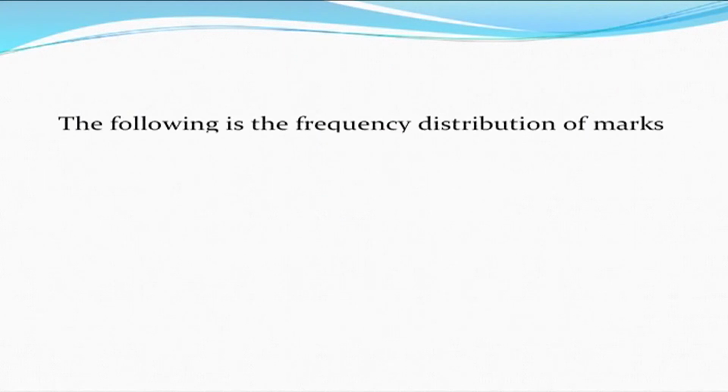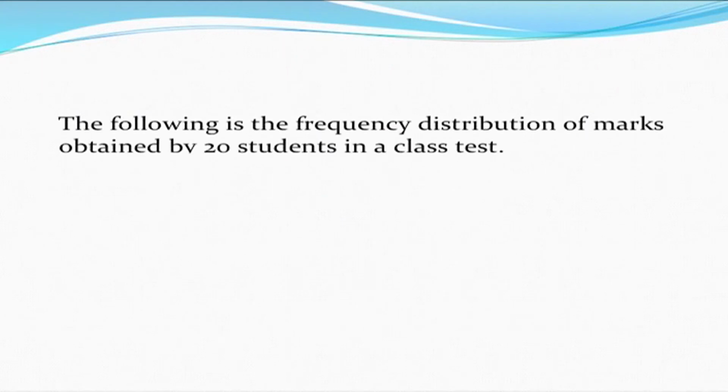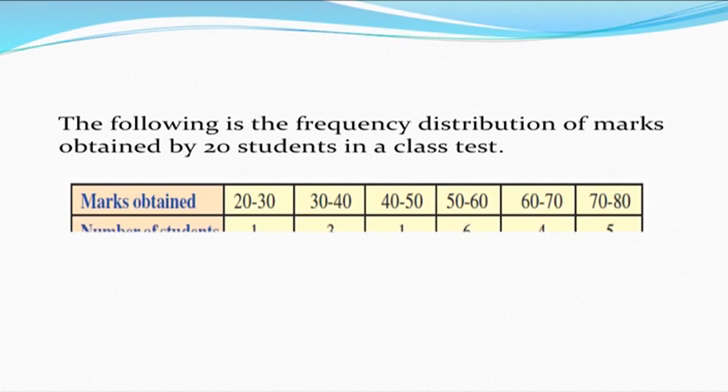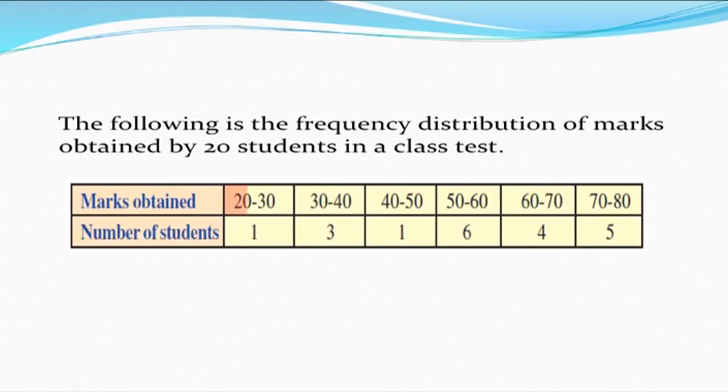For example, this is the frequency distribution of marks obtained by 20 students in a test. Marks obtained are in the form of different groups which are 20-30, 30-40, 40-50, 50-60, 60-70 and 70-80. Corresponding frequencies are 1, 3, 1, 6, 4 and 5. Now let us understand the different steps used in making a histogram.